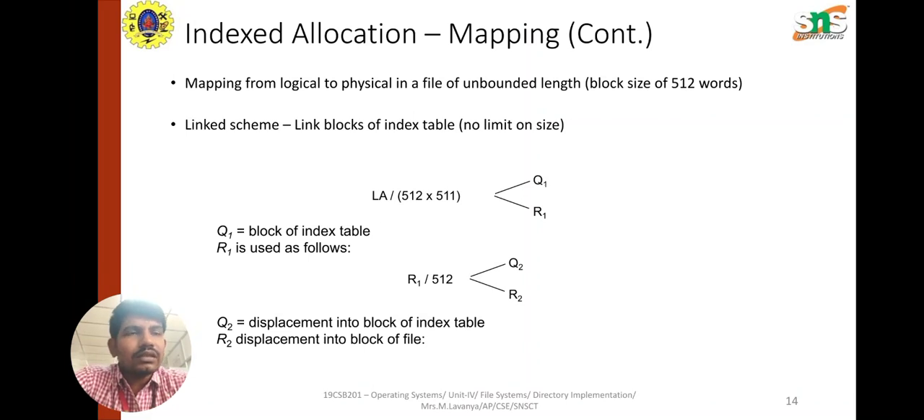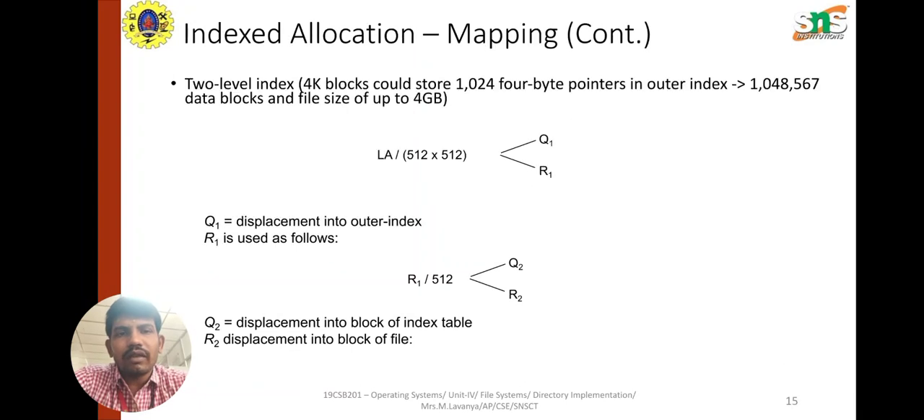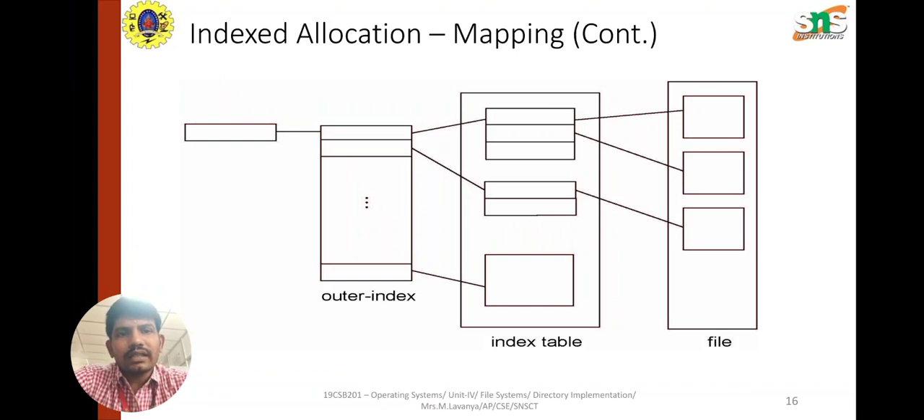In index allocation, mapping from logical to physical for a file of unbounded length, with a block size of 512 words. The linked scheme links blocks of the index table, so there is no limit on size. Q1 is the block of the index table, and R1 is used as follows. Q2 is the displacement into the block of the index table, and R2 is the displacement into the block of the file. This is the index allocation mapping format, a two-level scheme.